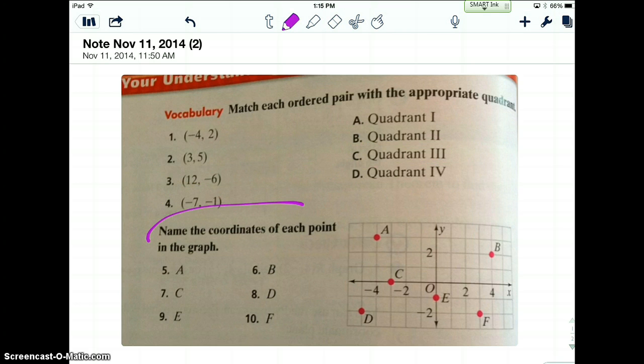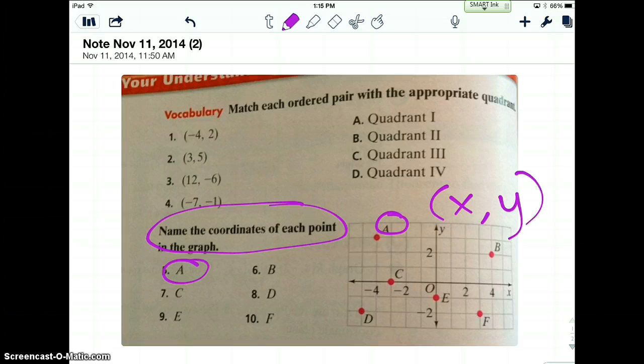Then other things to be able to do with graphing: can you name coordinates? Let's just try a couple of these. If we name the coordinates of point A, I'd look at point A, and could I name it? Well, in the alphabet, X comes first, luckily, and that's how it comes in math too. We have X comma Y. So what is the coordinate for A? How do we get there?